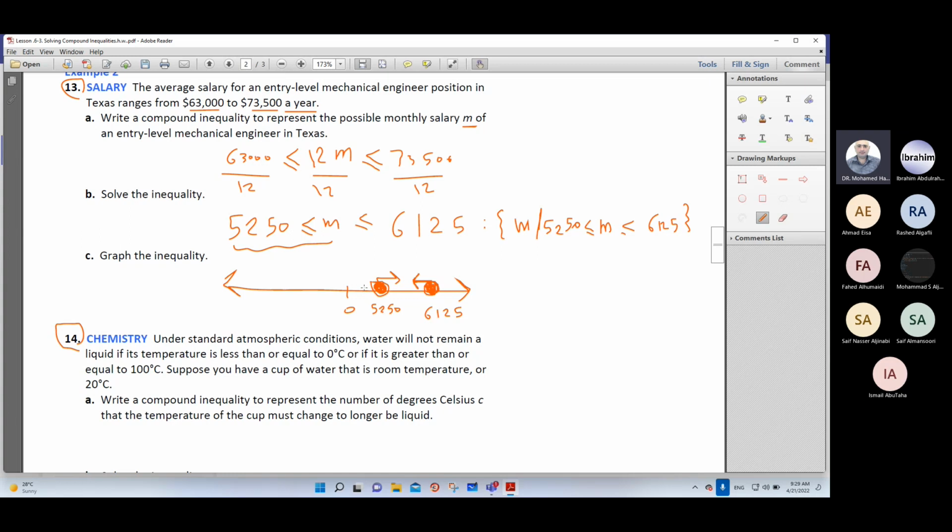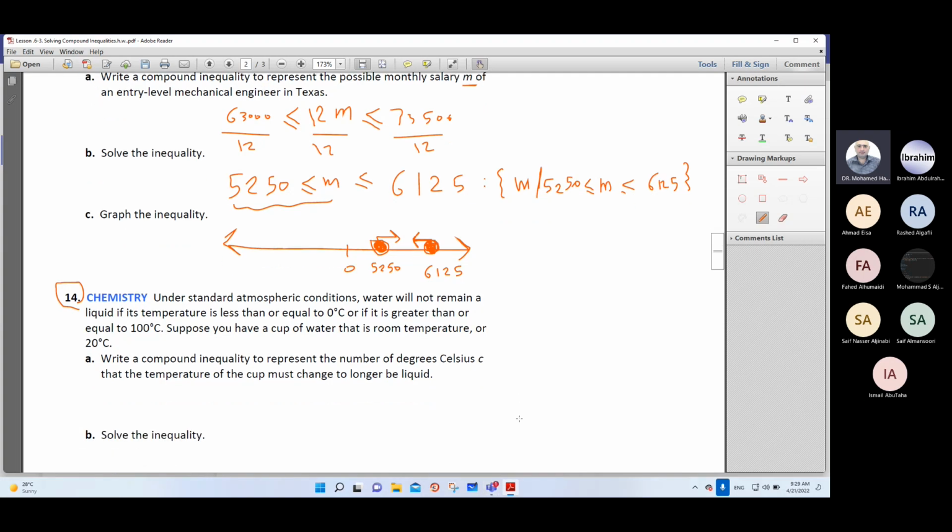Okay, who can tell me what is the compound inequality here? I think it's not what the existence is. So this is not a great.